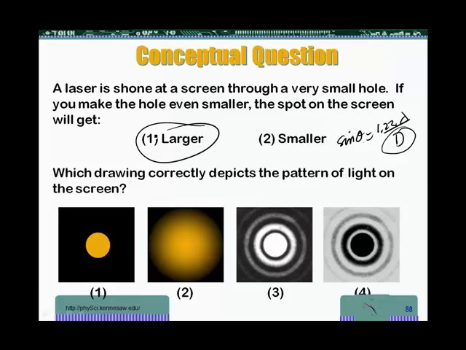Which will depict the pattern on the screen more correctly? It is number 3. Why is it number 3? Because it gives us a bright spot in the middle. That's where we have constructive interference. This is where I'm going to have my first minimum, constructive interference again, second minimum, and so on. This one gives us destructive interference in the middle, which is not correct. And we should have interference, and that's why it should be that way.